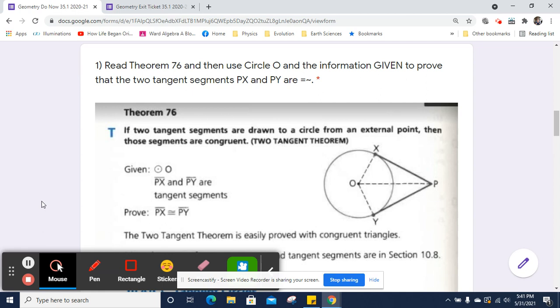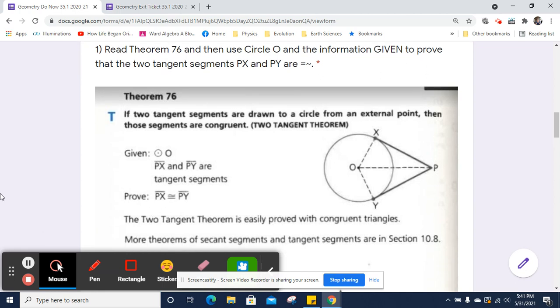So here we are going to try to prove Theorem 76, and use circle O and the given information to prove that these two tangent segments, XP and YP, or PX and PY, are congruent. That is Theorem 76, which says that if two tangents are drawn to a circle from an external point, we'll call that P, then those segments are congruent.